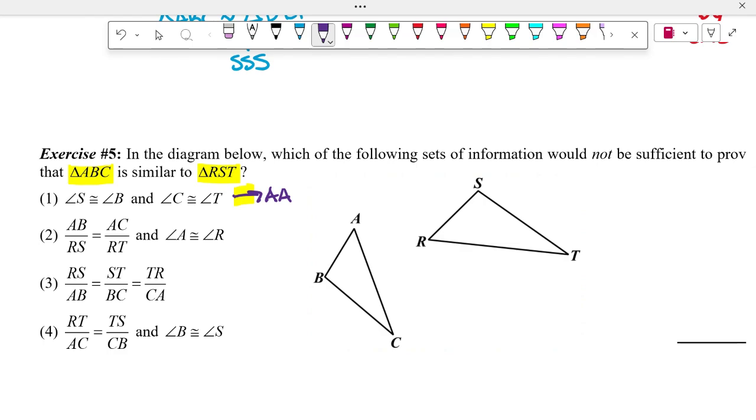Now, they then said AB over RS. Are those two corresponding? Yes. And it should be equal to AC over RT. Is AC and RT corresponding? Yes. So we have two, and they're saying that those proportions are equal to each other. So that's two sides that are proportional. And they said that angle A is congruent to angle R. Are those two angles corresponding? Yeah. So do I have enough to prove? Yeah. By what postulate? Side angle side.